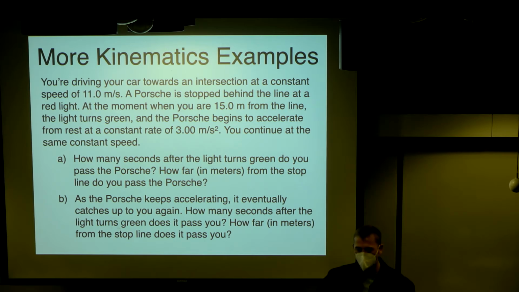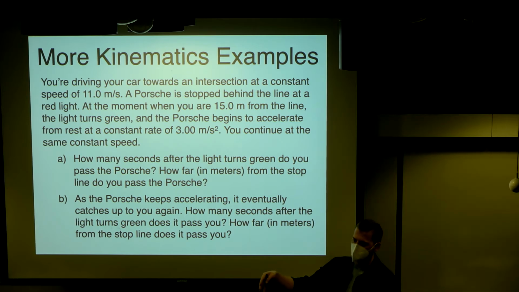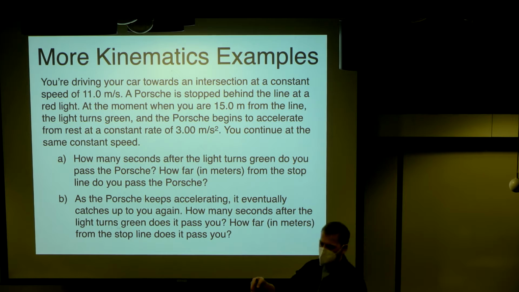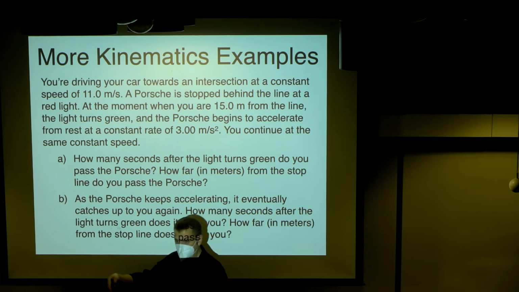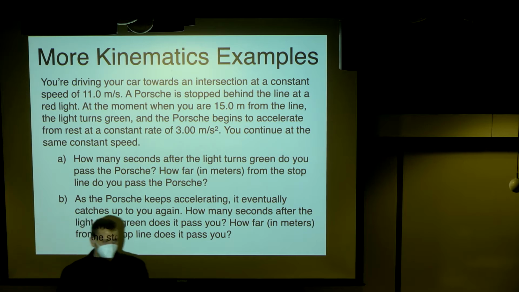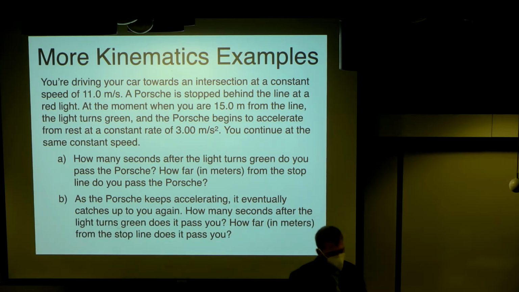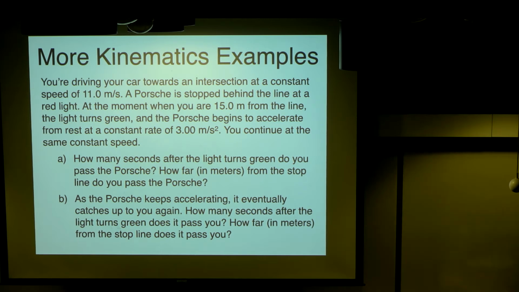Okay, so you start out basically behind the Porsche, right? And you're both moving forward. But initially, the Porsche is moving kind of slowly, right? So you overtake it at first. But you keep moving at the same constant speed, and the Porsche keeps speeding up. So eventually, it's moving faster than you. So then it overtakes you. So those two things happen. First, you overtake the Porsche, and then it overtakes you. Can you envision that? Okay.